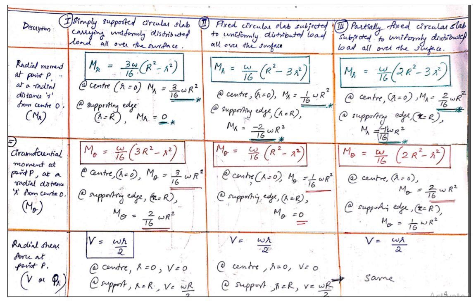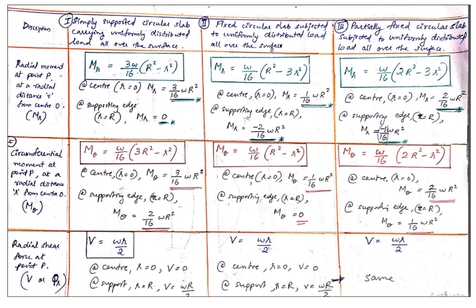Similarly for circumferential moment, you will get the maximum and also the minimum values. So you can take it accordingly at the center and supporting edge. And if you consider the radial shear force V acting at any point P, its value is WR by 2. At the center, when r is equal to 0, this value is 0. Shear force is 0 at the center. And at the support, small r is equal to capital R, and V is equal to W R by 2. It's the same for all three cases. So you have to memorize all the general equations and also the maximum values.